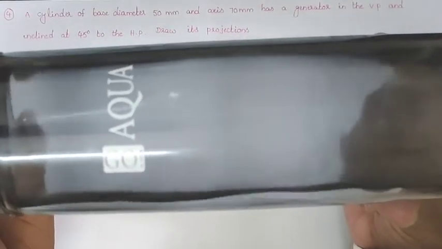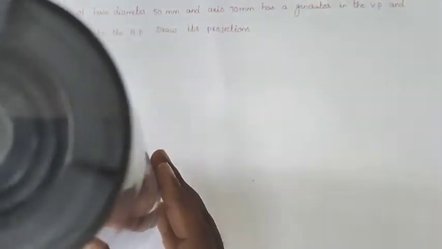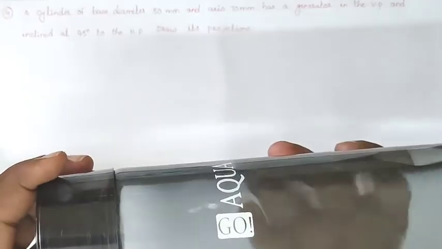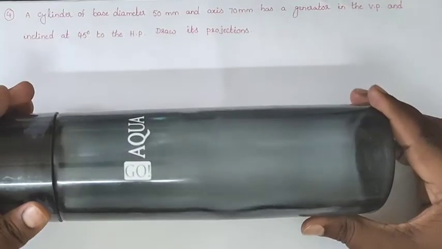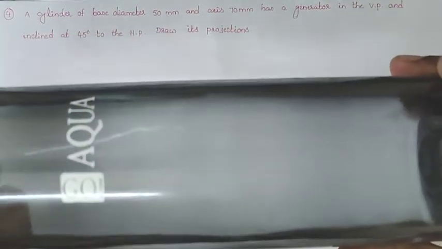They are clearly giving a cylinder of base diameter 50 mm, and the axis length should be 70 mm, which has a generator in the VP. So they are giving that one of the generators is in the VP. Generator in the VP means like that. These are the generators in the cylinder.